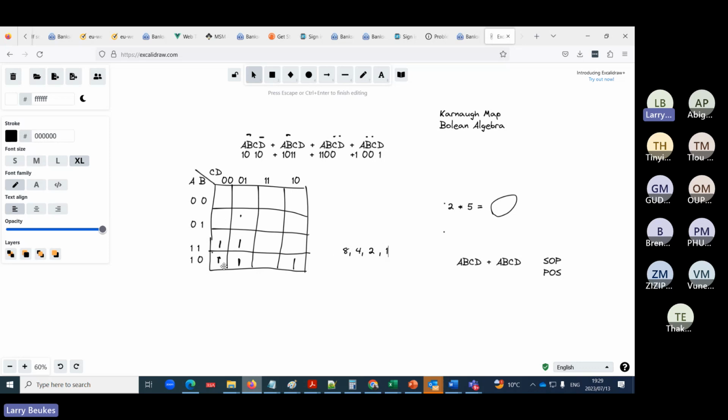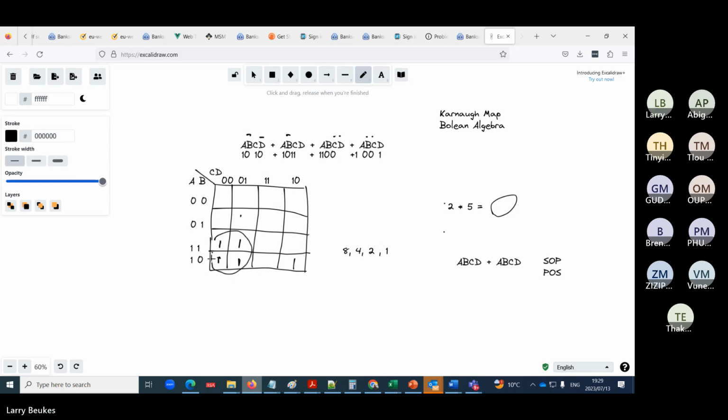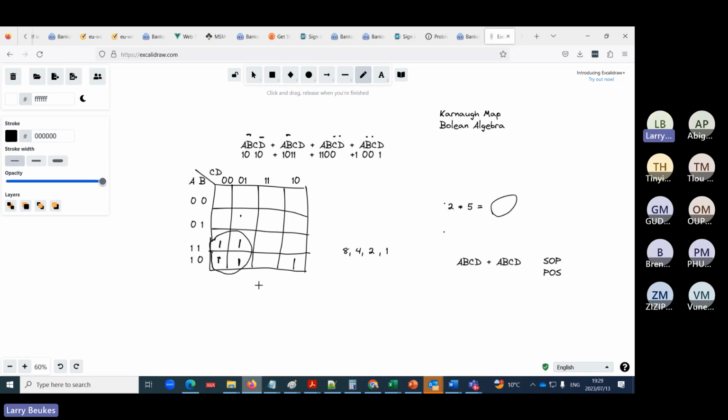So 8 ones grouped next to each other. Now, there is no 8 ones grouped next to each other here. We have this 4, so we're going to group this 4 together. Remember what I said about the Karnaugh map? It's like a tennis ball. So this 1 is actually next to this one. It means this cell is actually on this side. So this means we can group this and this together, making our second group, right?